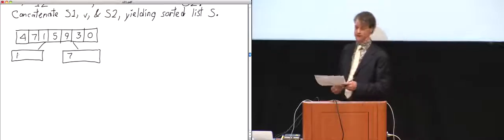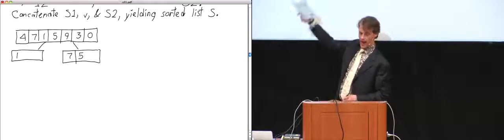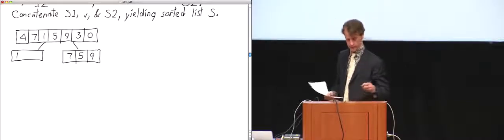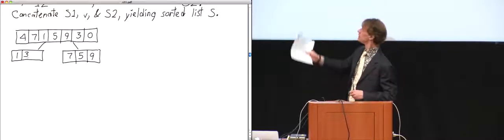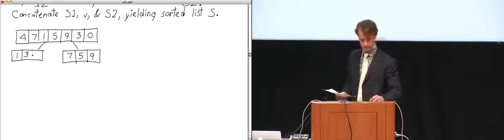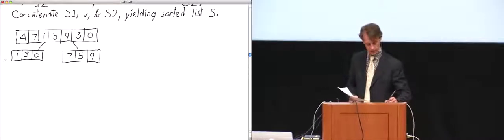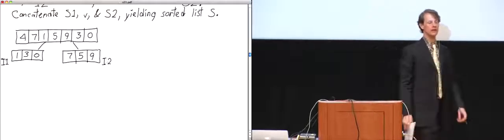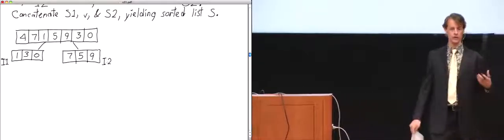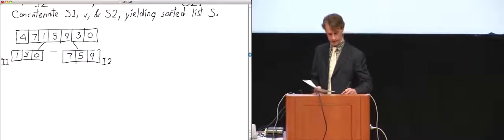Then there's a 5. 5 is greater than the pivot. Then there's a 9. 9 is greater than the pivot. Then there's a 3, which is less than the pivot. Then there's a 0, which is less than the pivot. So now that gives me those lists I told you about, I1, keys that are less than the pivot, I2, keys that are greater than the pivot. I'm going to sort those two recursively. After they're sorted, I'm going to glue them together with the pivot in the middle.